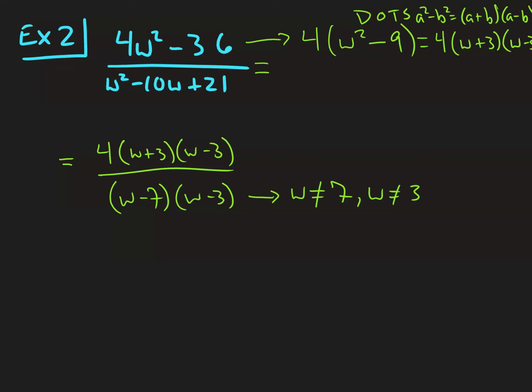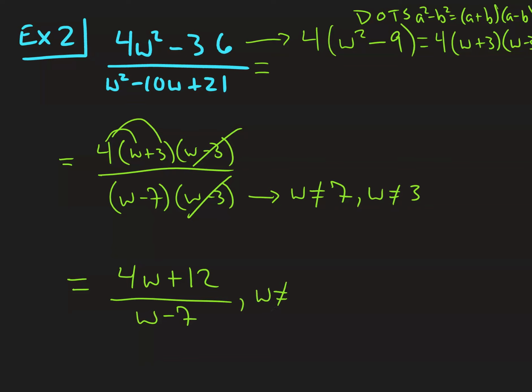I have w minus 3 divided by w minus 3, which will cancel out to 1, leaving us with the expression 4w plus 12, don't forget that we're distributing our 4, over w minus 7. First, we have to list our excluded values, where w cannot equal 3 or 7.